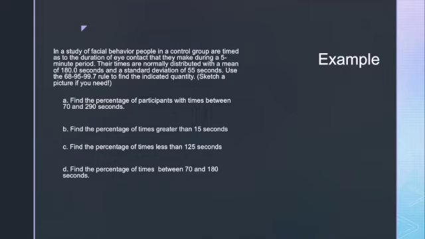Next, in a study of facial behavior, people in a control group are timed as to the duration of eye contact that they make during a 5-minute period. Their times are normally distributed with a mean of 180 seconds and a standard deviation of 55 seconds. Let's use the 68, 95, 99.7 rule to calculate the indicated quantity. So we're going to go ahead and draw our normal distribution. That's always where you want to start.